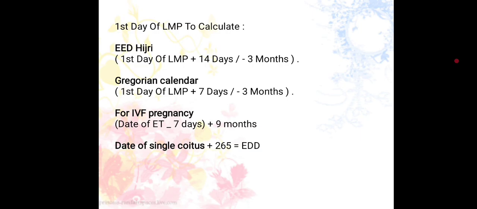In the Hijri calendar, we add 14 days and subtract 3 months. In the Gregorian calendar, we add 7 days and subtract 3 months. If the pregnancy was induced by IVF, in vitro fertilization, from the date of embryo transfer, subtract 7 days and add 9 months. And to calculate the expected date from the date of a single coitus, add 265 days.